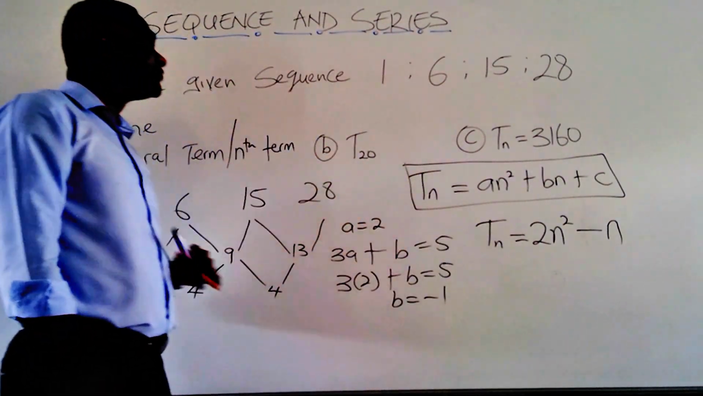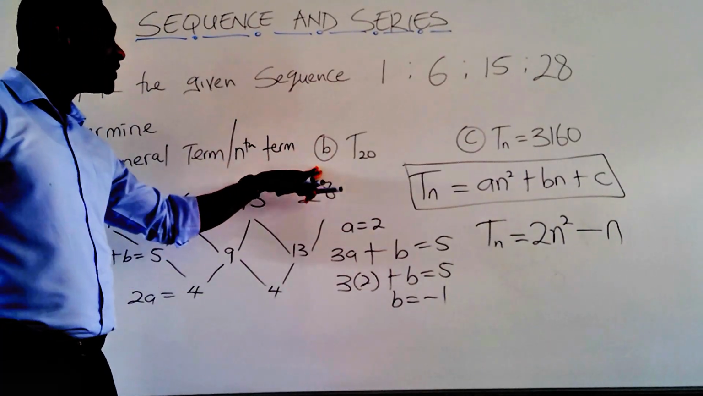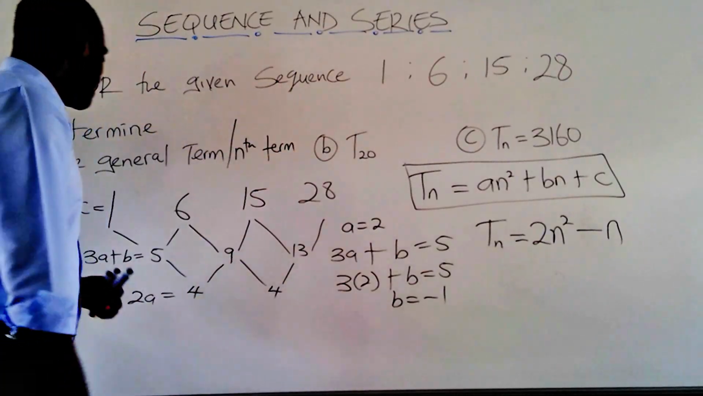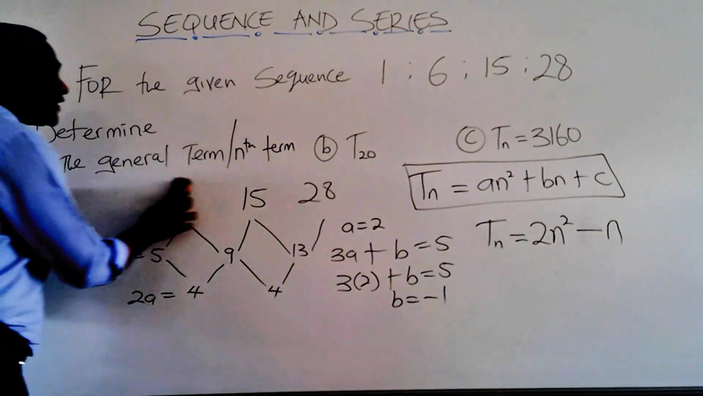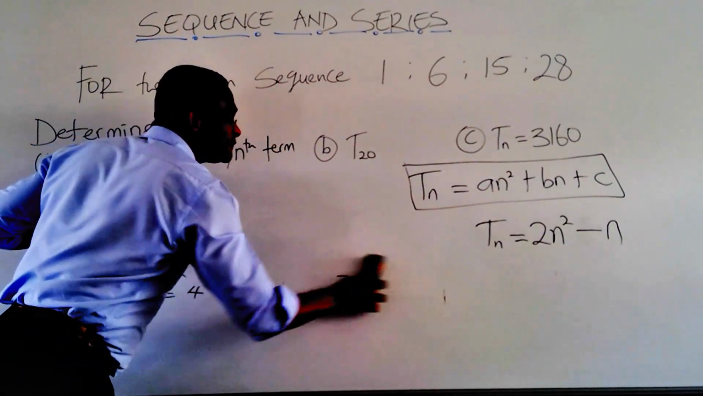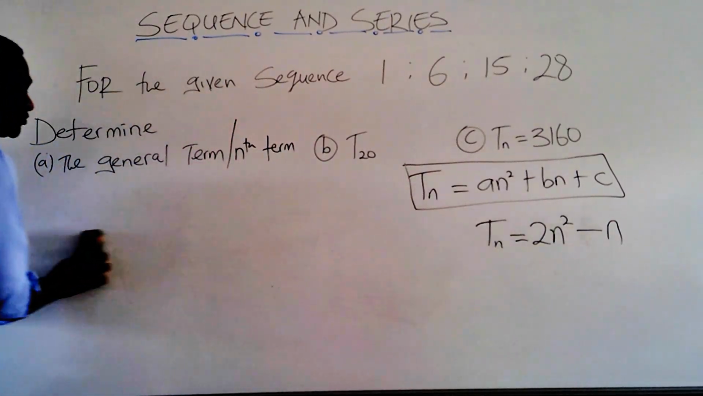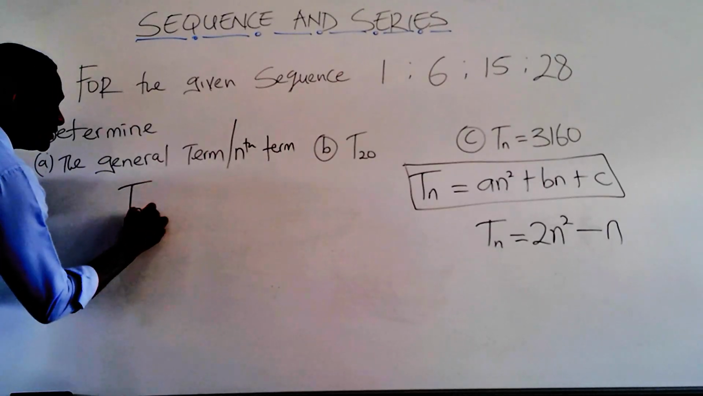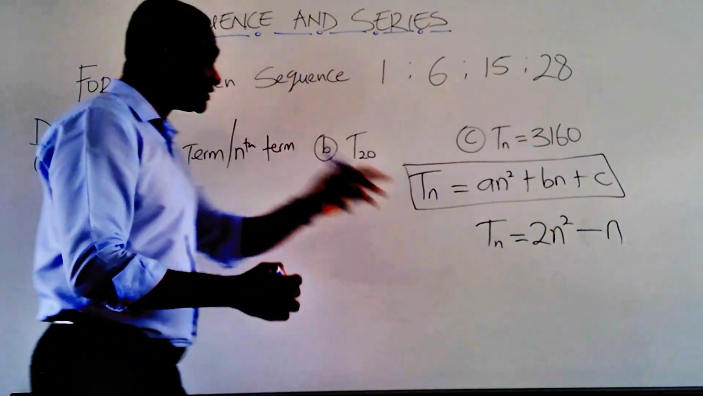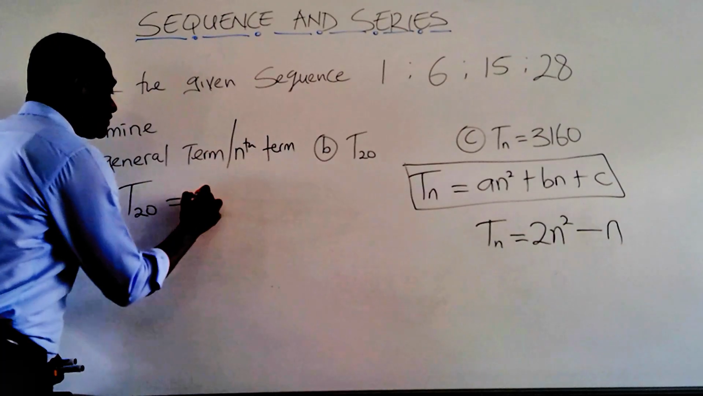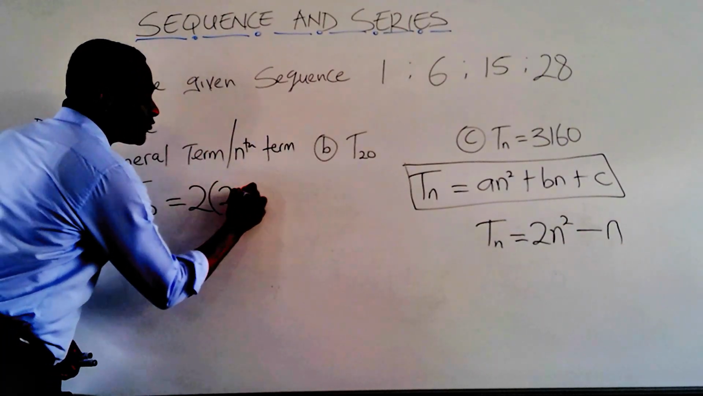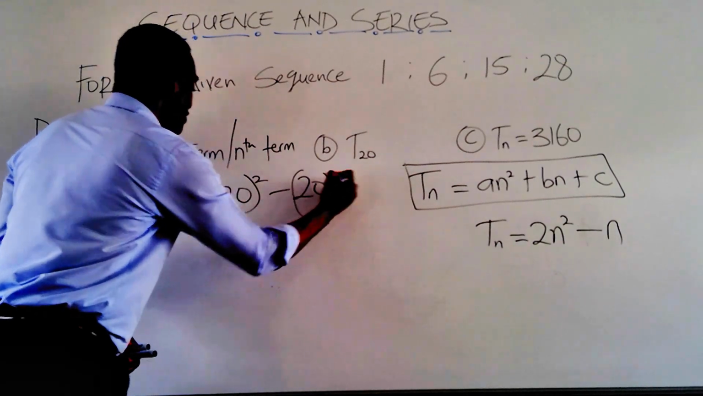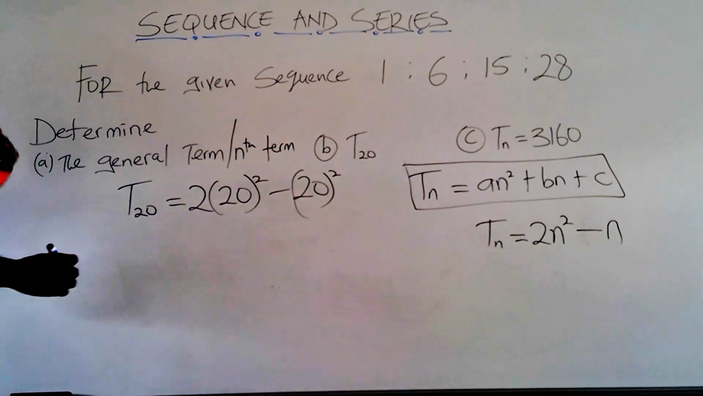Now let's go to the second question. They are asking us to get the 20th term for this sequence. It is always very easy once we've gotten our generator to calculate for anything. So our T20, based on our generator, is anywhere you see n, replace it with 20. So we have 20 all squared minus 20.